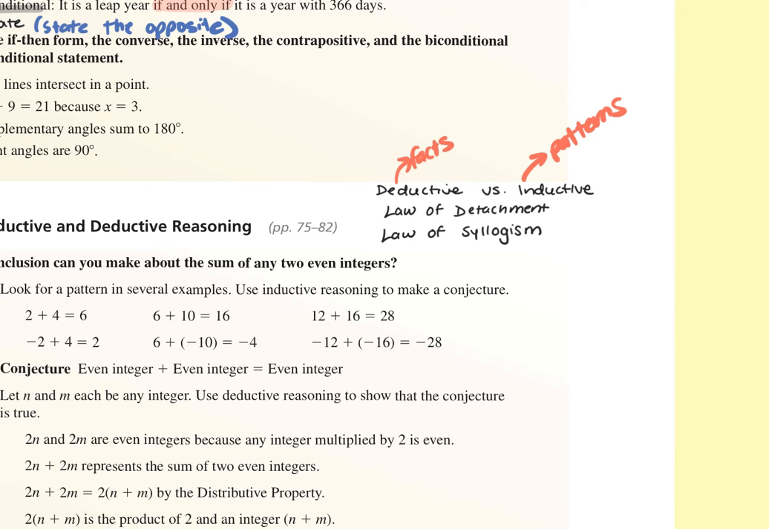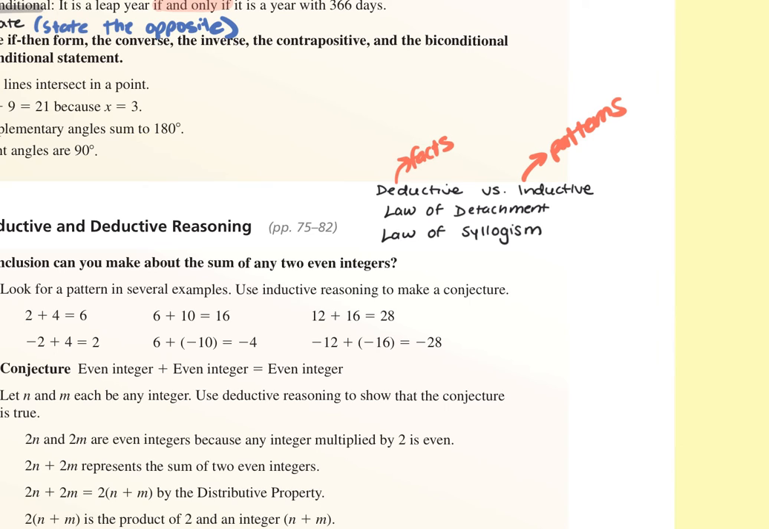Okay. Then came law of detachment and law of syllogism. So law of detachment is just one if-then statement in which the if occurs again, okay? If you wake up late, then you will be late to school, okay? And then you wake up late. So we assume you're going to be late to school. That's law of detachment.